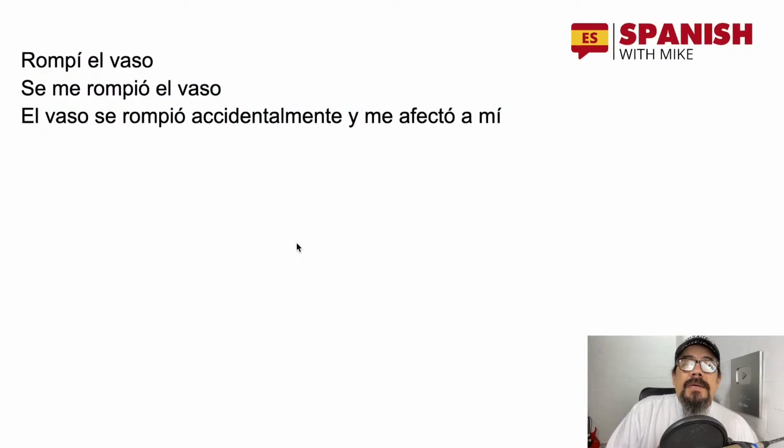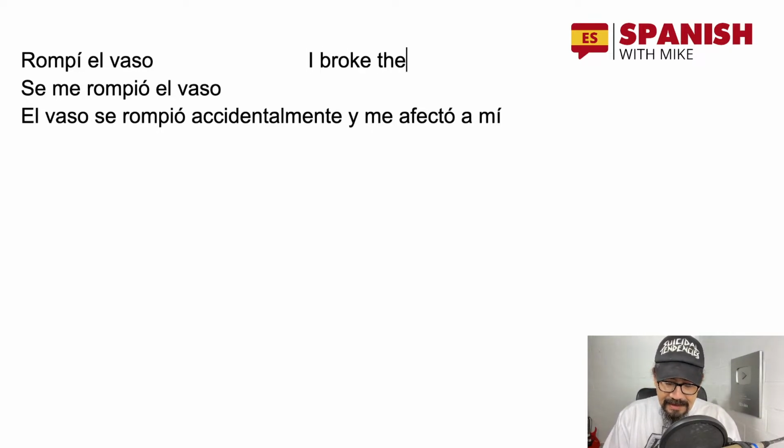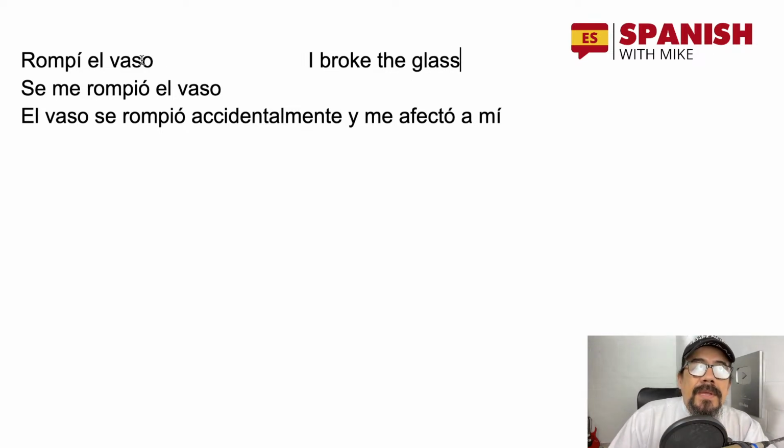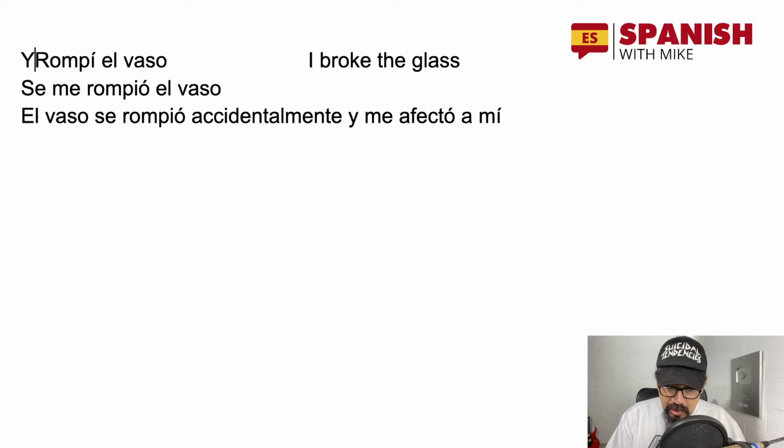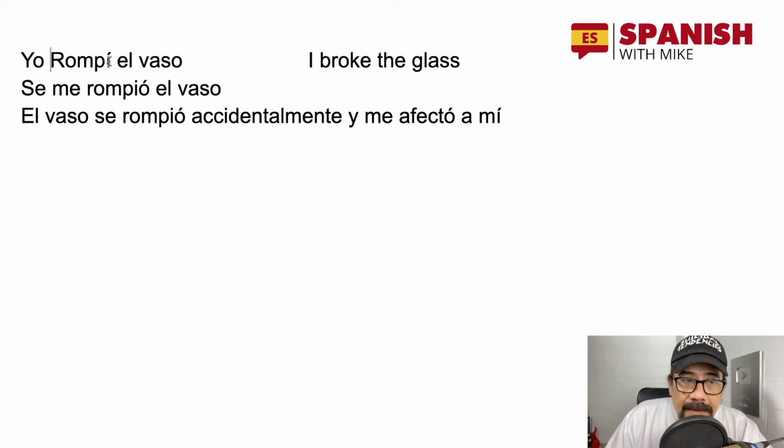Okay. So I have "rompí el vaso." This one would be something like "I broke the glass." Right? "Rompí el vaso." This is subject-verb-object structure. That's like "yo rompí el vaso." But because "rompí" already implies that it was I, I can just skip the pronoun. That's something that we do a lot in Spanish.